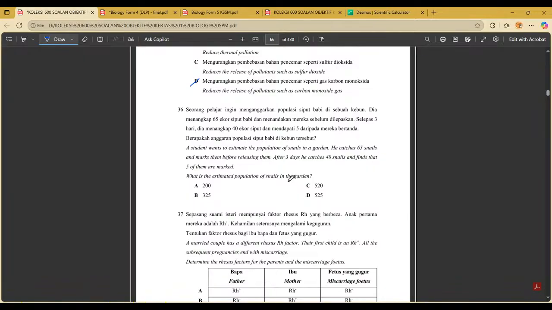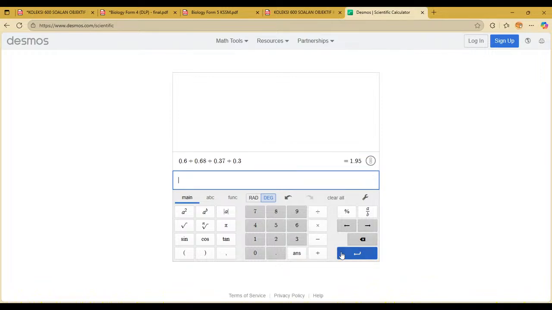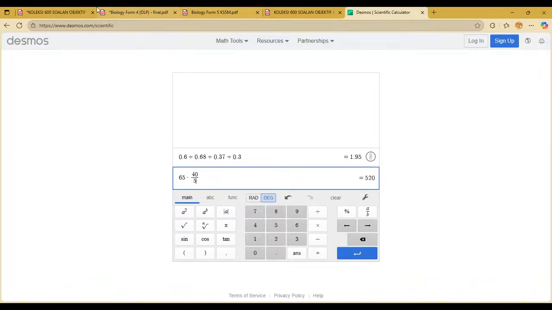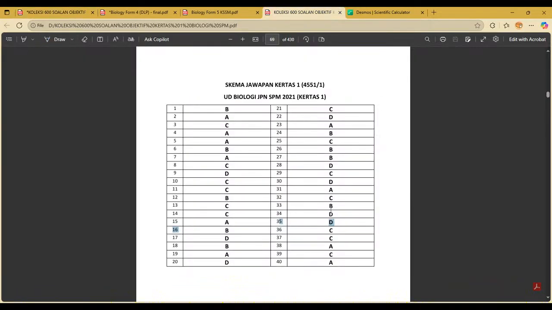A student wants to estimate the population of snails in a garden. He catches 65 snails and marks them after releasing them. After 3 days, he catches 40 snails and finds that 5 of them are marked. What's the estimated population? What's the formula? 65 times 40 over 5, I think. 520 maybe. C. Yep.